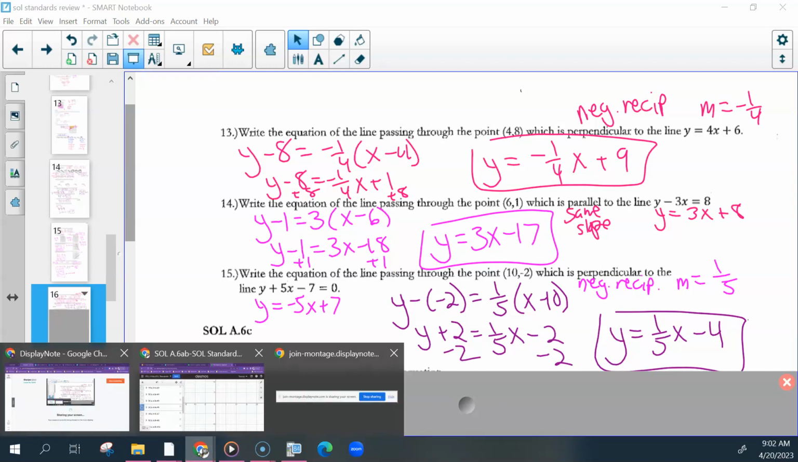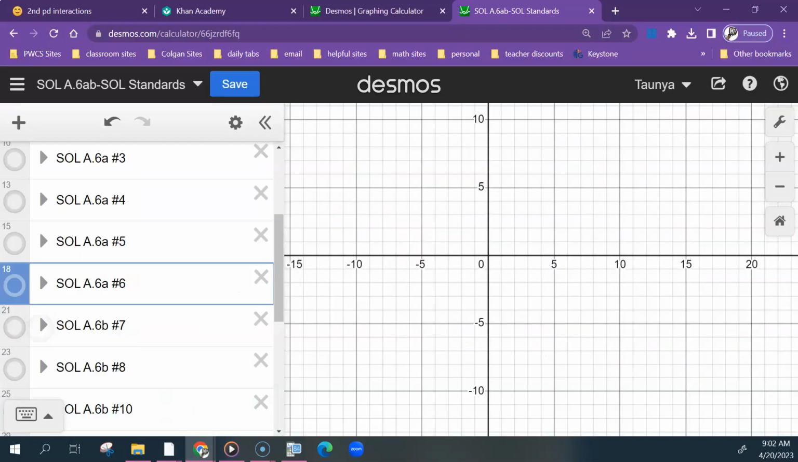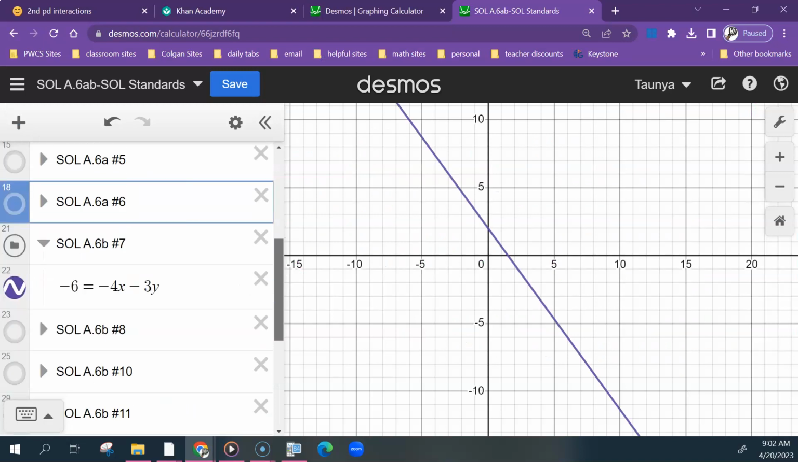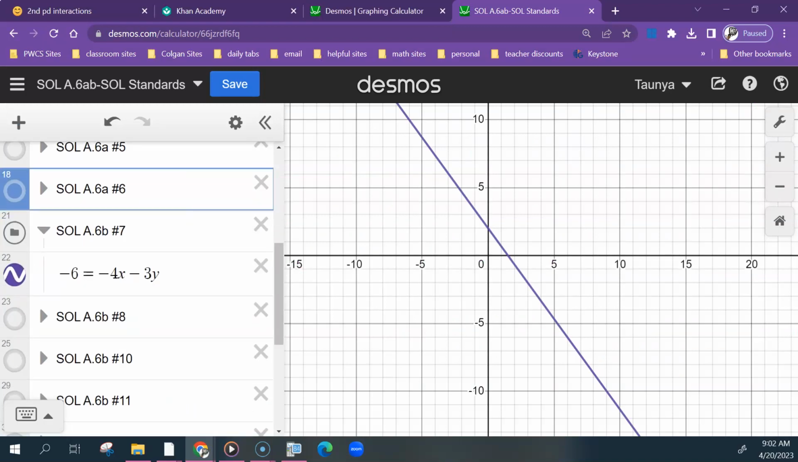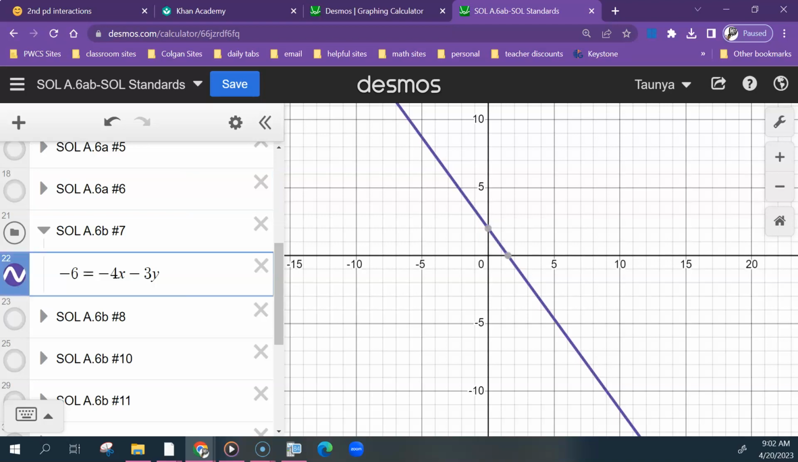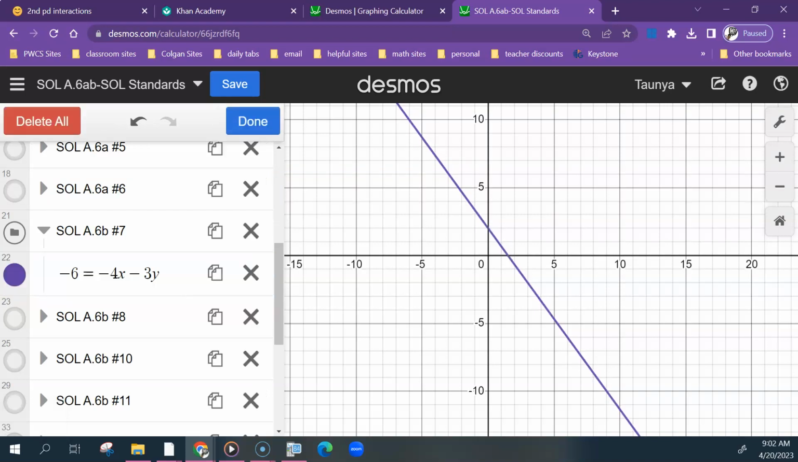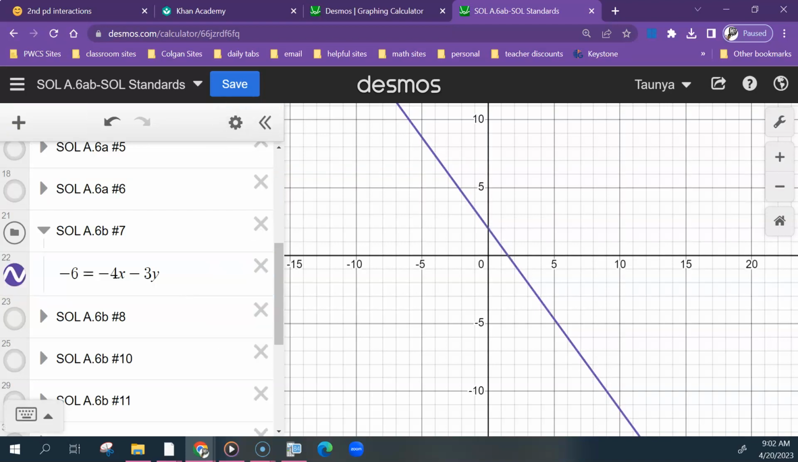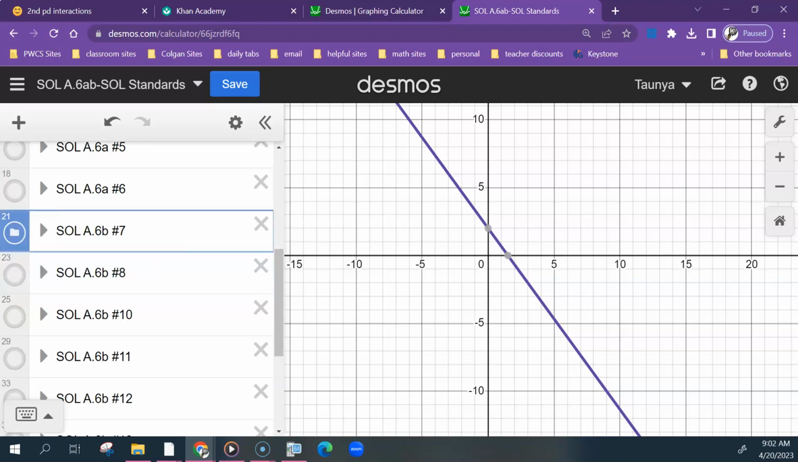7 on Desmos. And I think this one was graphing the line or plotting 2 points. That's what it was. So after you put that in, find 2 points. It can be your x and y intercept. You could make that into a table and look for specific points. As long as you have 2 points, that's fine.